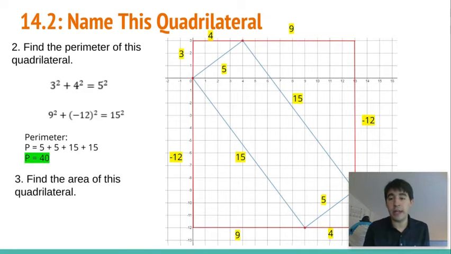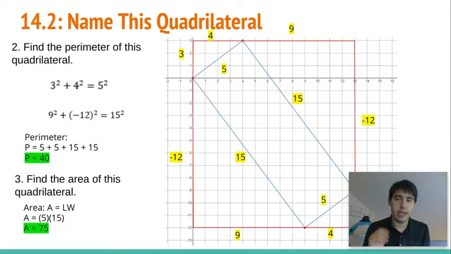Question 3 asks us to find the area of the quadrilateral. Well, since it's a rectangle, no problem. Take the area, multiply the length times the width, we get 75.